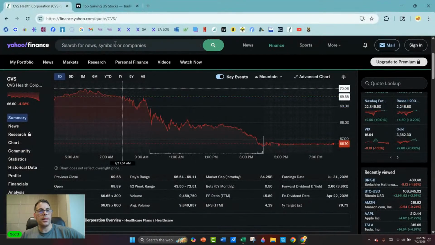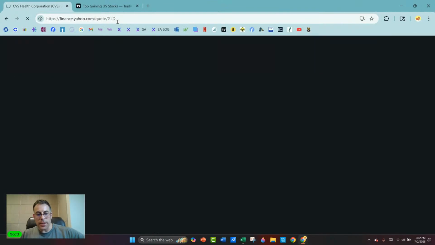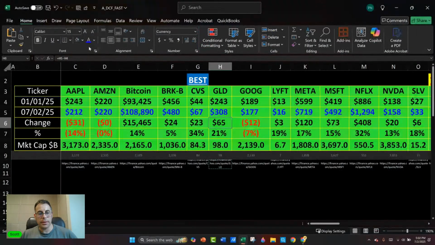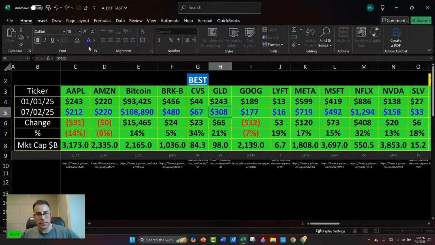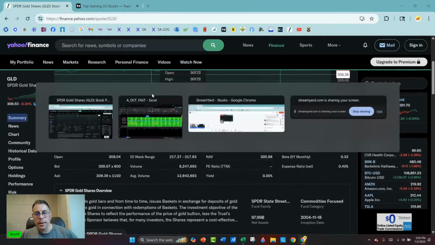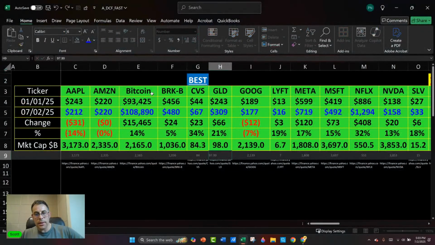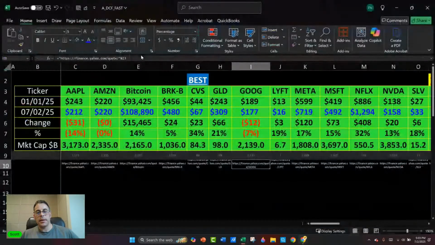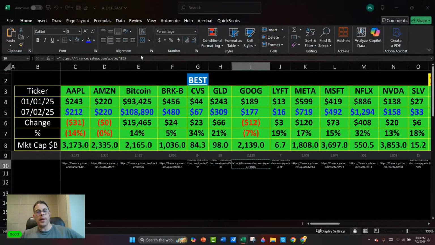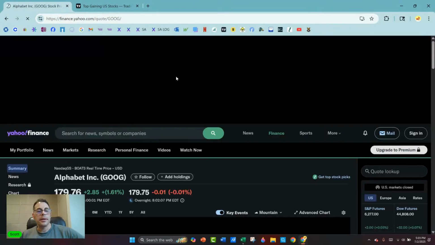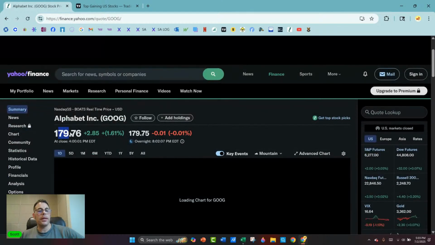So let's look at GLD, gold. If there's other stocks you want me to look at, let me know. 309.25. And what's the market cap? 97.99. This is the ETF gold. Obviously, gold is worth a lot more than $97 billion. It's worth trillions of dollars. But this is just tracking the ETF.